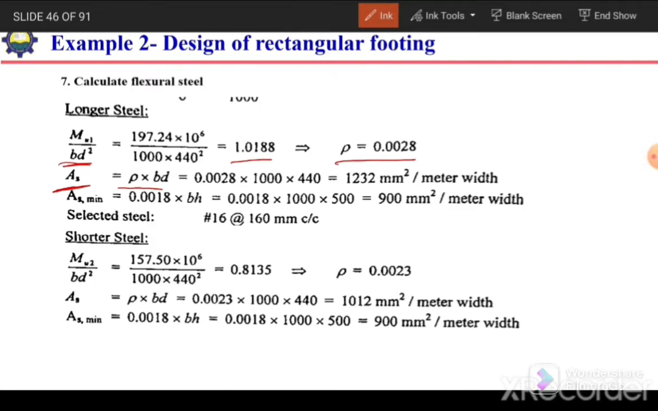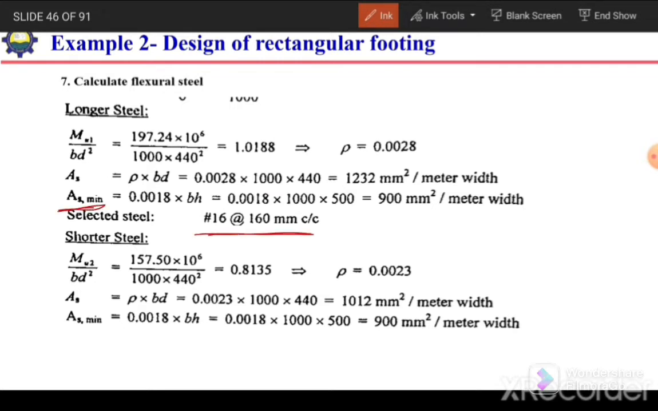So once we have the rho value, we can calculate the area of steel, rho into bd, the area of the footing slab. Here we are considering unit width, so b will be equal to 1 meter, and d is the effective depth of the footing. So this reinforcement ratio multiplied by b multiplied by d will give us the area of steel required for 1 meter width of the footing slab.